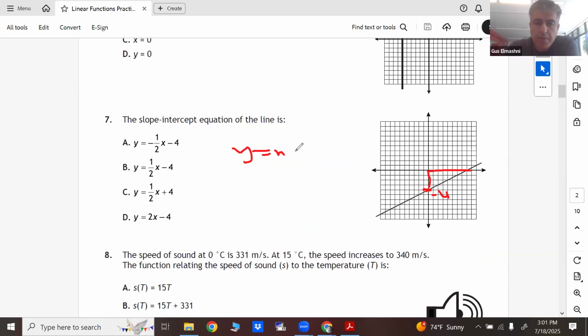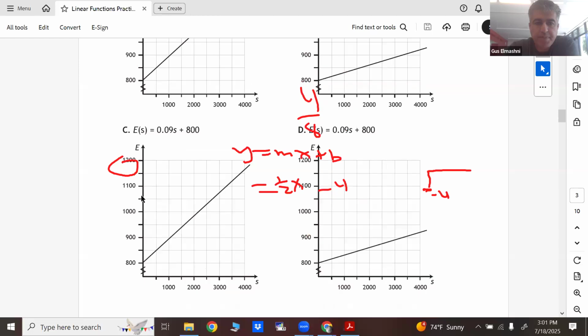So we have y equals mx plus b. B is your y-intercept, which is negative 4. You're going up 4 over 8, which is 1/2, by the way, because 4 over 8 reduces to 1/2. So we're going to go with b as in boy. All right, let's keep moving.